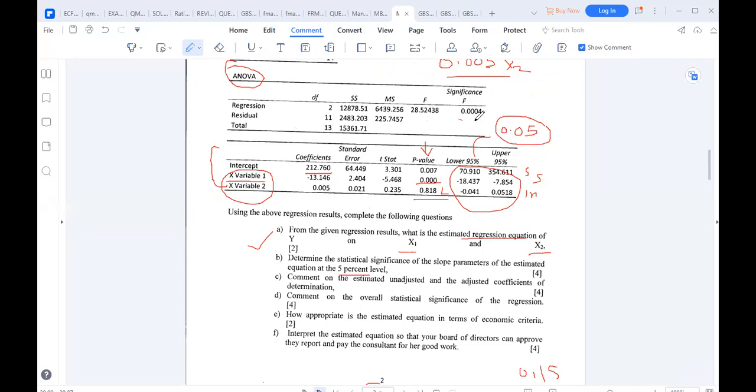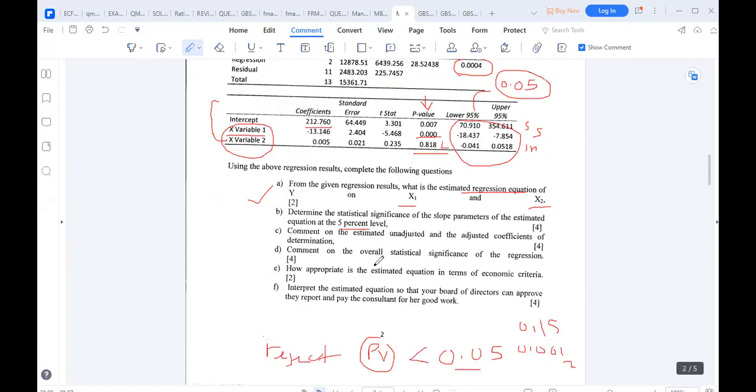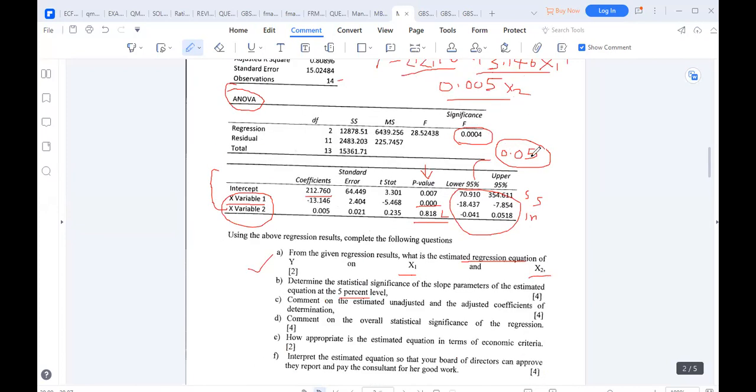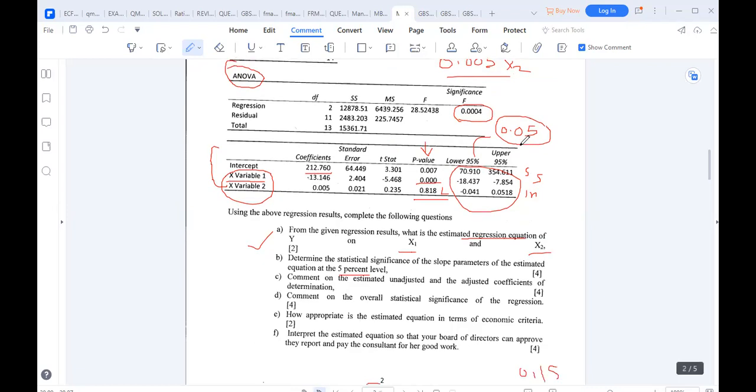So this is a p-value here. So at 5%, is this more than or less than 0.05? Because we've been given the percentage. Is this less than or more than 0.05? So this one is less than 0.05. That is a decision rule. So since the regression equation is less than 0.05, we declare that it is statistically significant, which is a good thing. It is statistically significant. Then they've asked you to comment on the unadjusted and adjusted coefficient of determination.